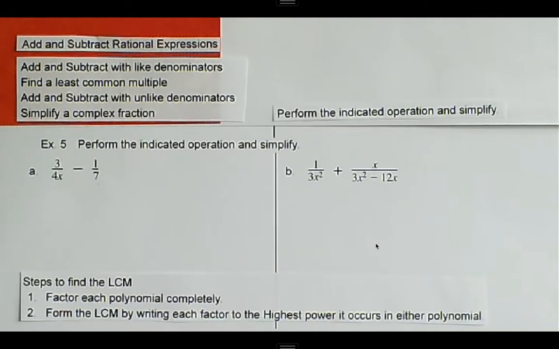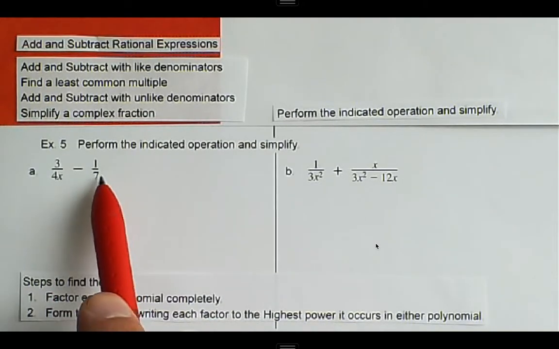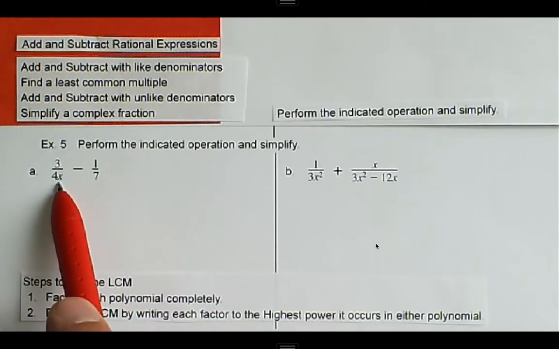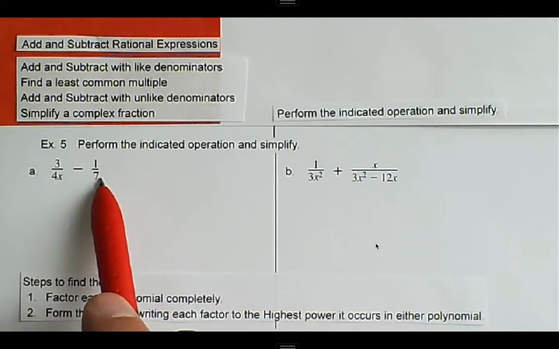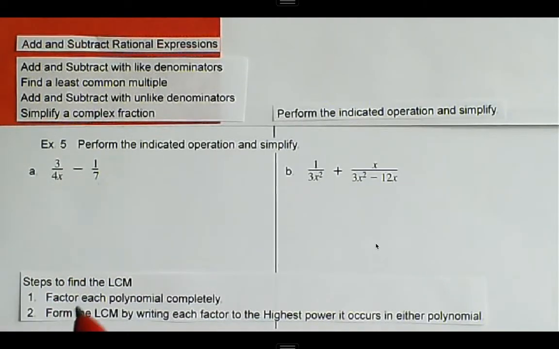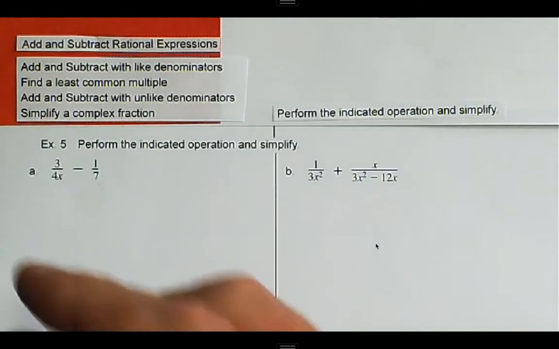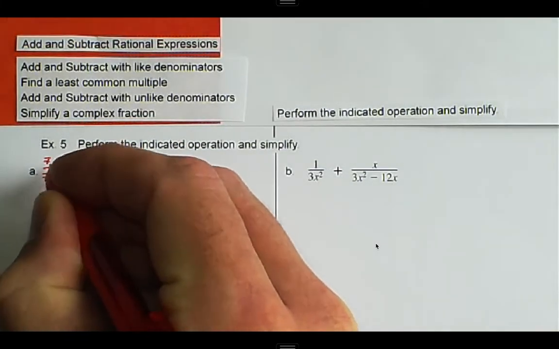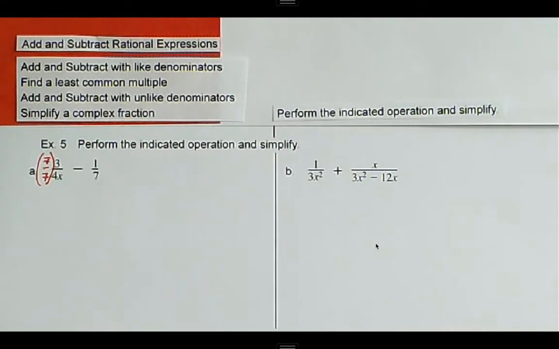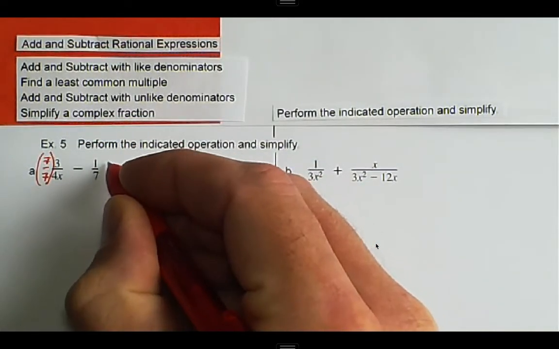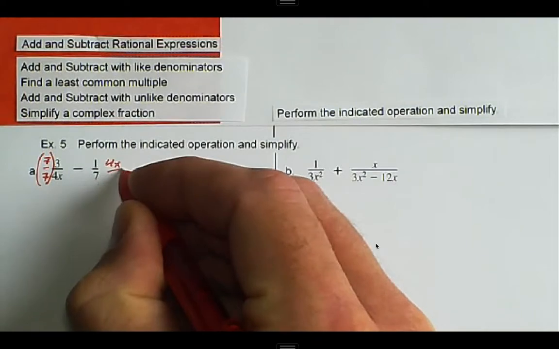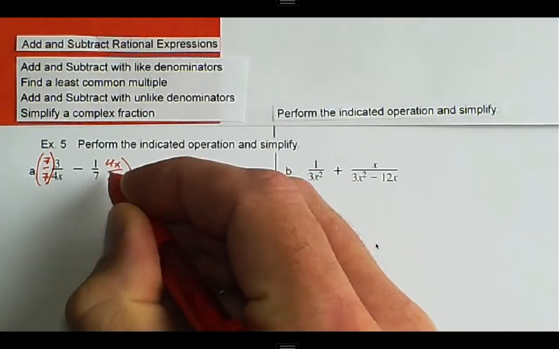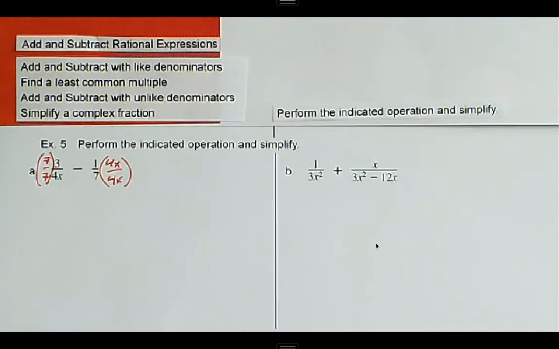So basically all we're going to do is ask what's missing from this denominator that this one has, and what's missing from this denominator that this one has. So on the left, we're missing a 7, so we're going to have to multiply by 7 over 7. And over here, we're missing a 4x, so we're going to have to multiply by 4x over 4x.